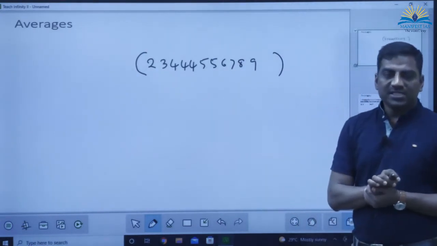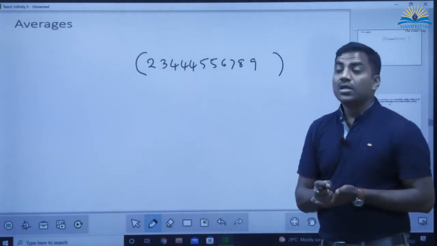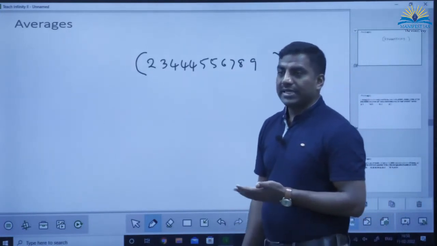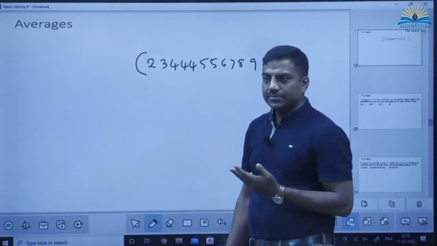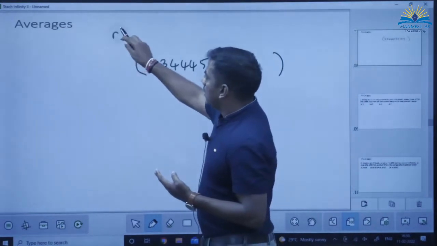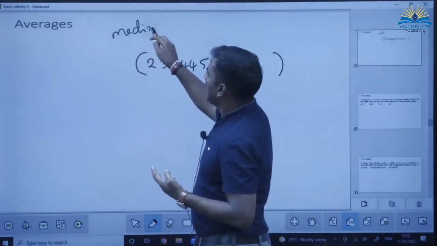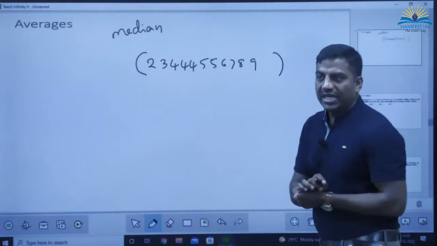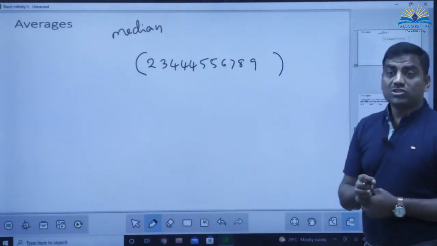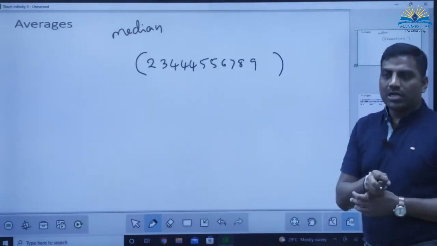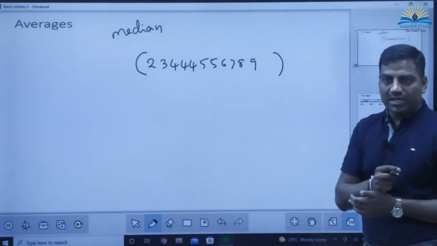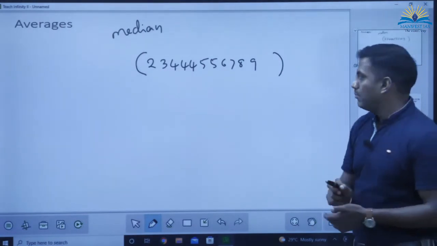Yeah, this is a group, a random group. This can be represented in 3 ways. One is the median. Median means the middlemost value. You are not exactly calculating anything for it. You are just marking on that median.